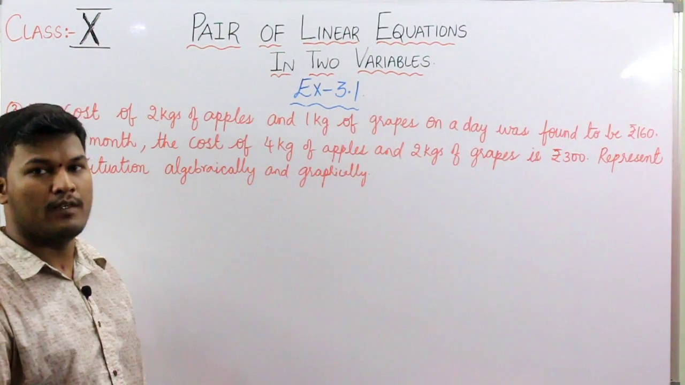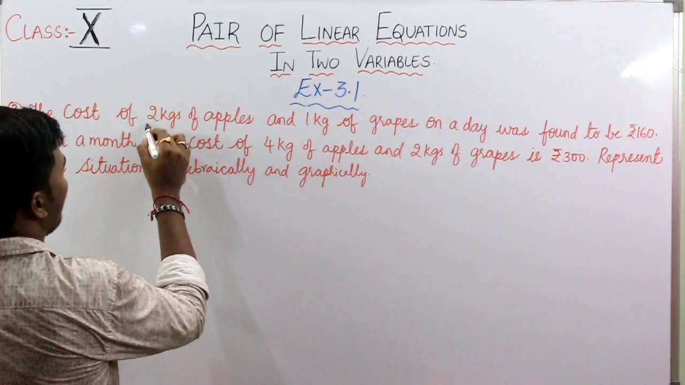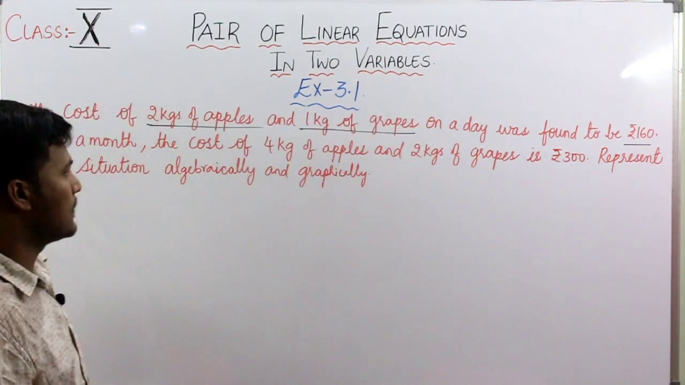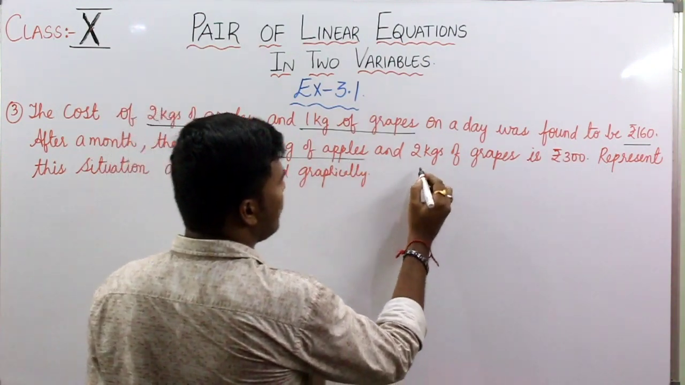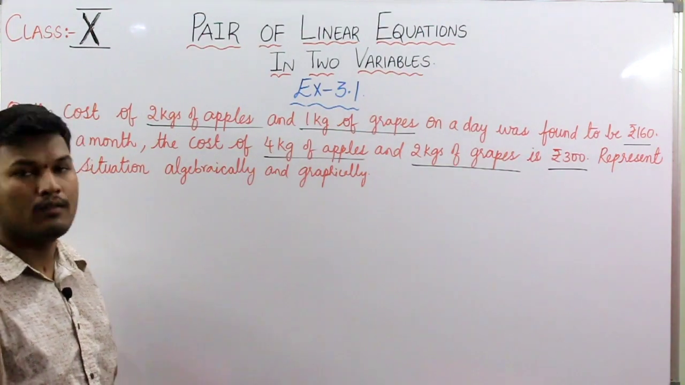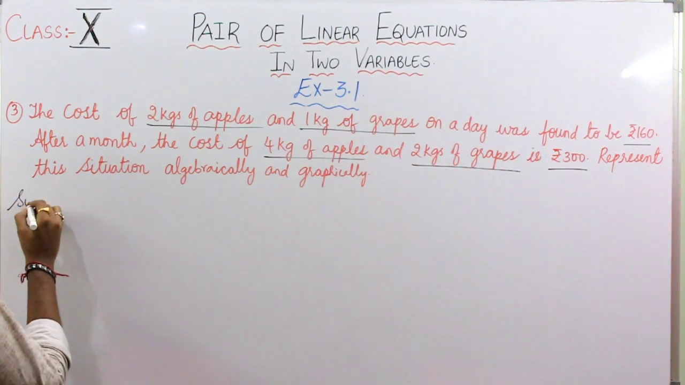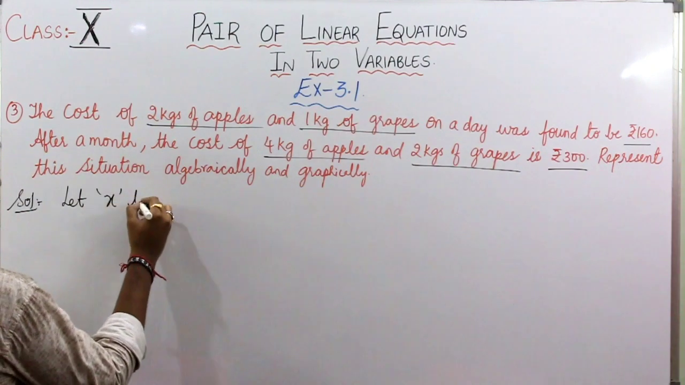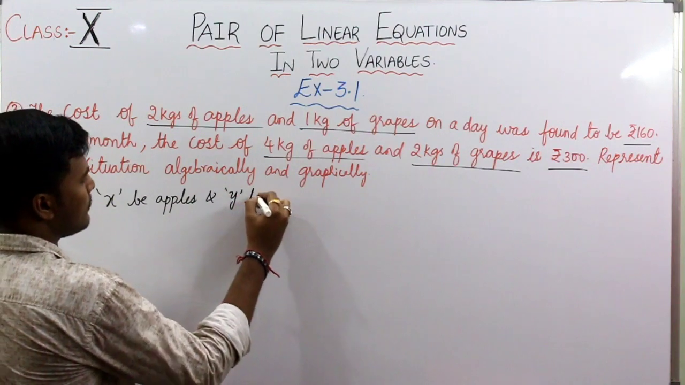Now the last problem of this exercise: the cost of 2 kgs of apples and 1 kg of grapes on a day was found to be 160. After a month, the cost of 4 kgs of apples and 2 kgs of grapes is 300. Represent this situation algebraically as well as graphically. So for that, first let us consider 2 variables. Let x be apples and y be grapes.